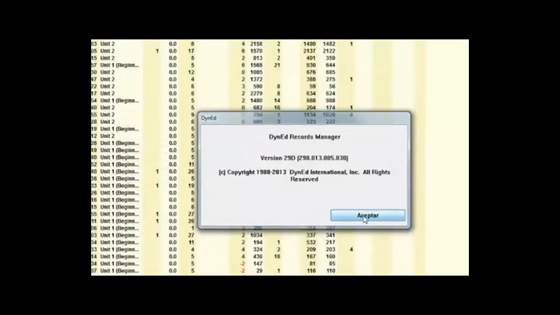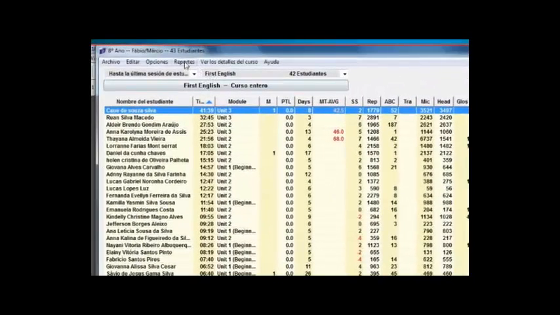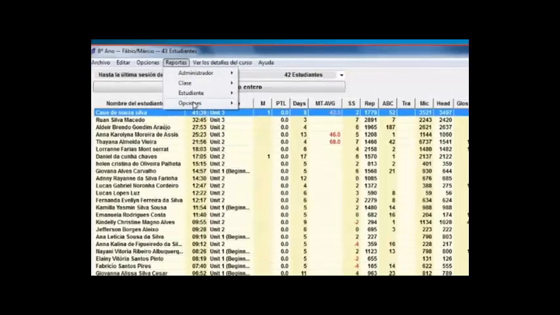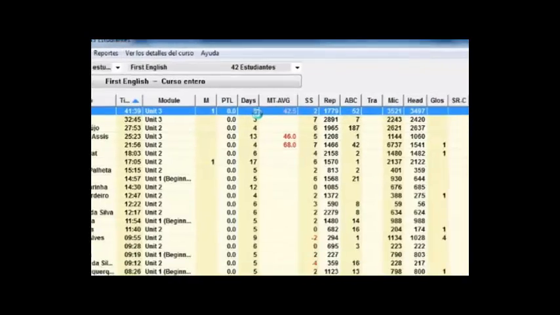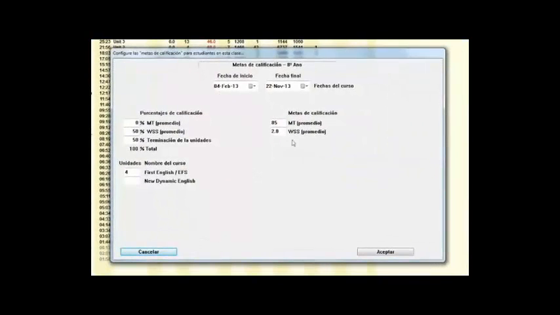So let's see if they set up a grading for this program. We go to options, configurar metas de calificaciones, and they did. Somebody did the grading for this class already.